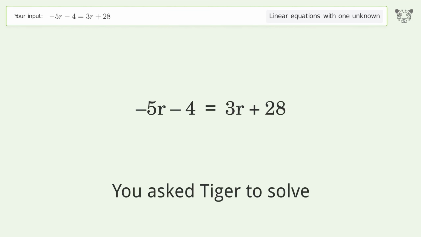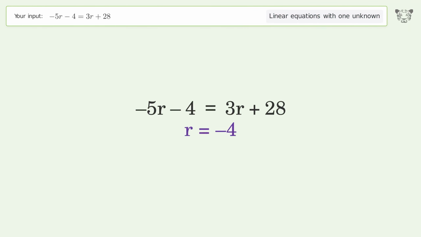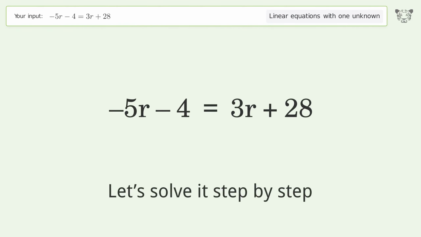You ask Tiger to solve. This deals with linear equations with one unknown. The final result is r equals -4. Let's solve it step by step.